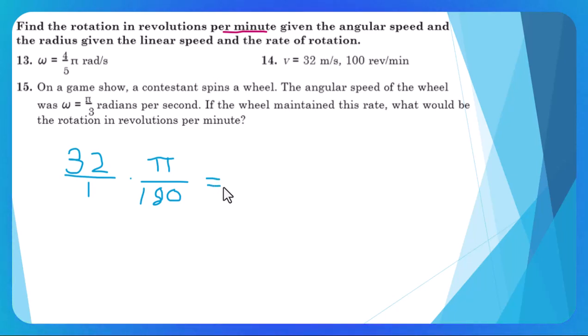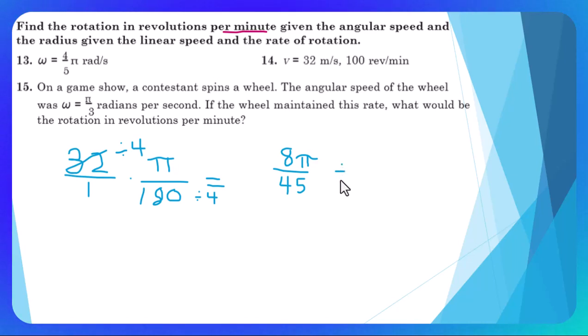Now, if I reduce this, 4 goes into 32 8 times. Remember, we're dividing by 4 in the numerator and the denominator. And 180 divided by 4 is 45. Cannot simplify that any further. And don't forget, we've got the pi up here. Now we're going to divide that by 2 pi.